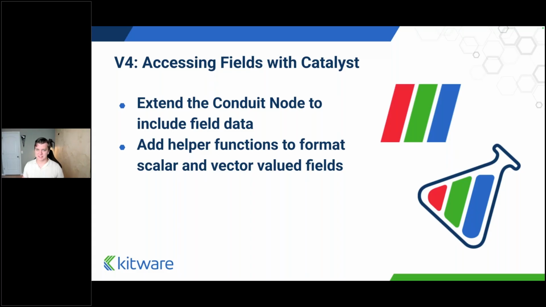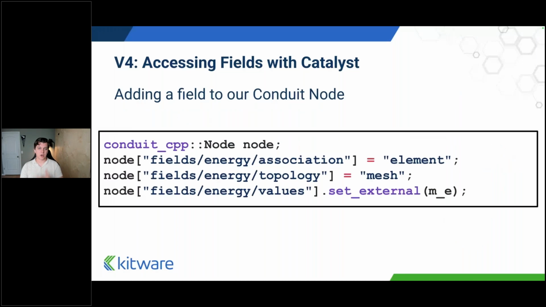So version 4, accessing fields with Catalyst. Here we're going to extend our Conduit node to include our field data. And further, we're going to add a couple helper functions to help format scalar and vector valued fields. To produce a field description in a conduit node, here's the layout. We're going to need a fields branch with the name of our field. Here we're going to say energy. It's going to have an association, a topology, and the actual values of that field.